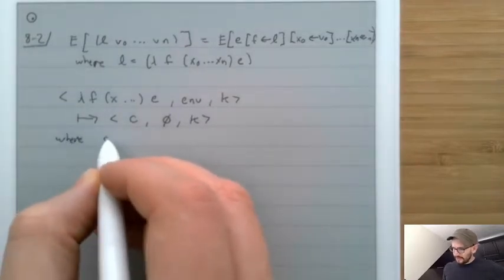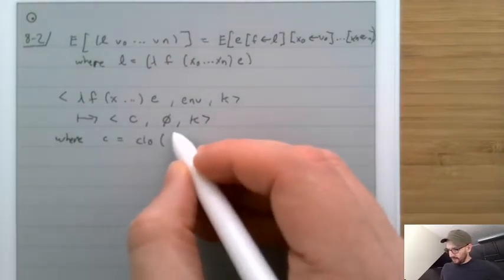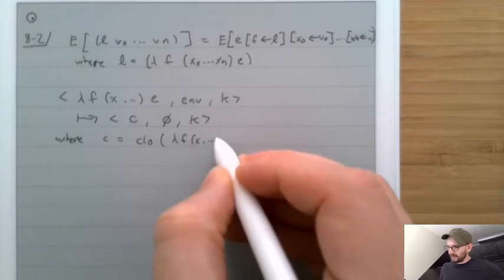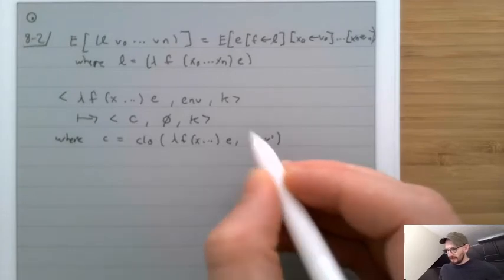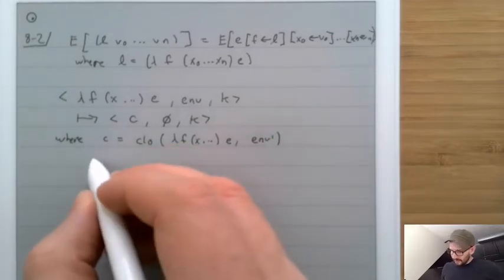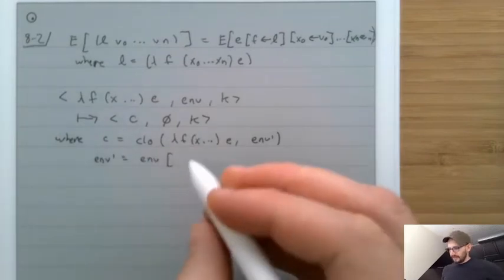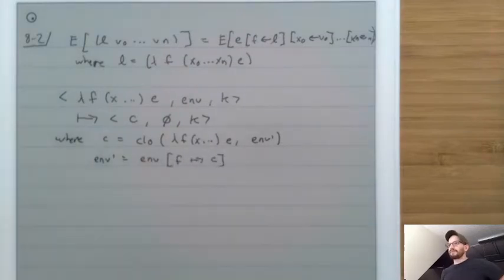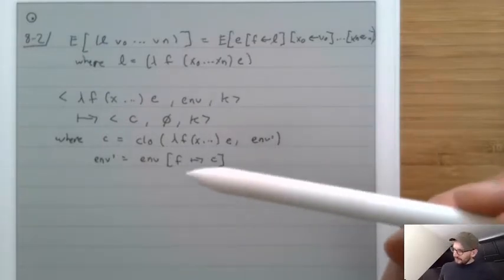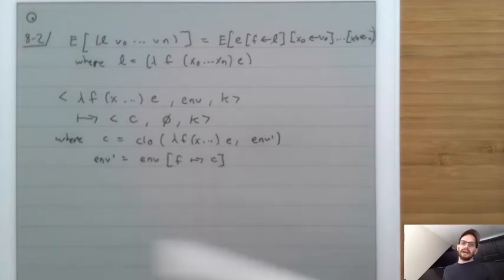Where C is going to be equal to a closure with lambda f x ... e and environment prime. Notice that it's environment prime, not environment. Where environment prime is environment, but it has been extended with one thing. It's been extended with a mapping from f to the closure C. So the idea here is that now the closure that we made has a reference back to itself inside of its environment. So now it is recursive.